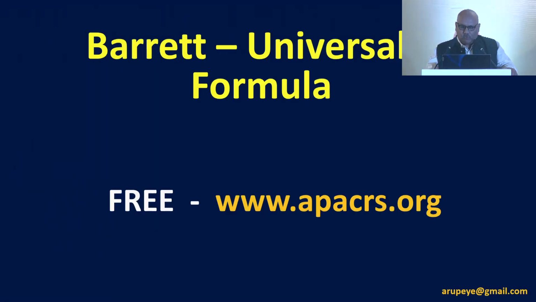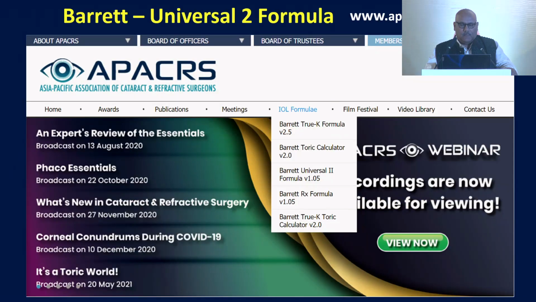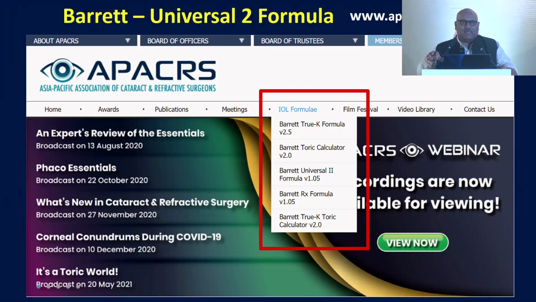So my go-to formula is Barrett Universal 2. It is there on the APACRS website. It gives you the entire Barrett suite. I actually use the Barrett toric calculator for all my routine cases.